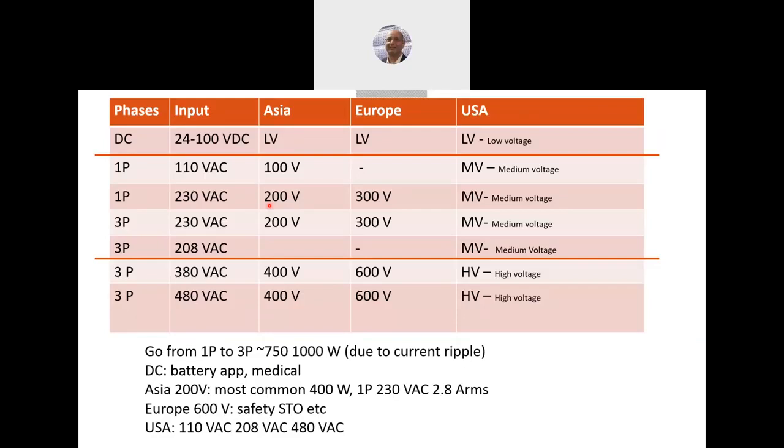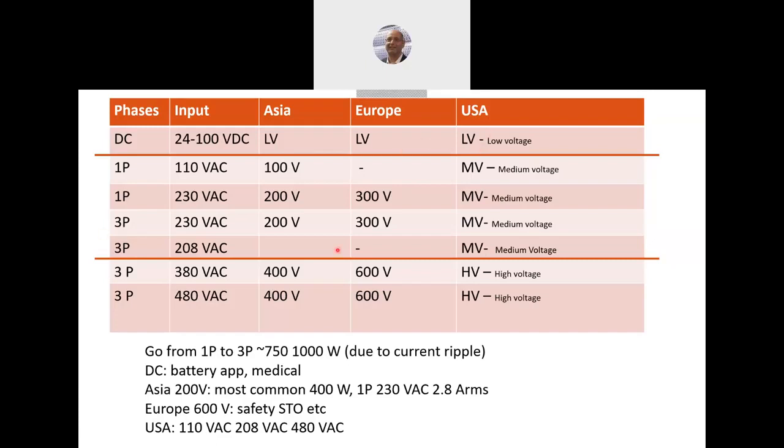Okay, now this is what I call the big matrix, or the worldwide matrix. This is the most common input. We have a DC, usually from 24 to 100. We call it low voltage. And you just give a plus voltage and minus.